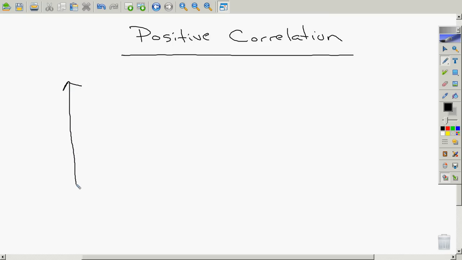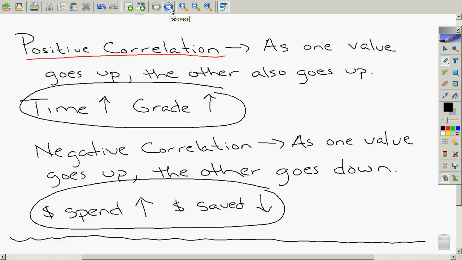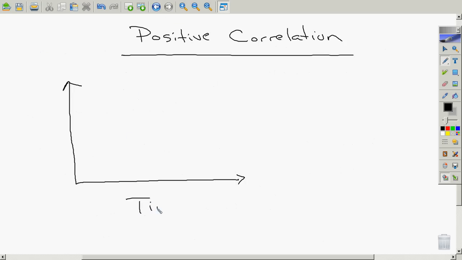I'm going to go ahead and draw a first quadrant coordinate plane here. And I'm going to go back to the example that we used here with time and grade. I'll put time down here and your grade in class right here. And so as time goes this way, your grade would go up. So with a positive correlation, the dots would basically be going uphill. Okay, so they would look like they're going uphill.